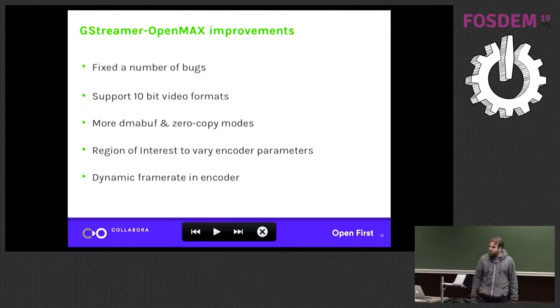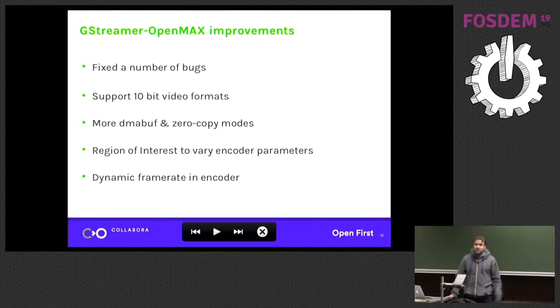We've also done a bunch of work in the GStreamer OpenMax elements. A lot of this is for the Xilinx Zynq MP platform. We fixed a lot of bugs. We've added support for 10-bit video formats for HDR. We have a lot more DMA buf and zero copy modes so that you can connect them in different ways and have one side or the other do the allocation depending on what's better for your specific use case.